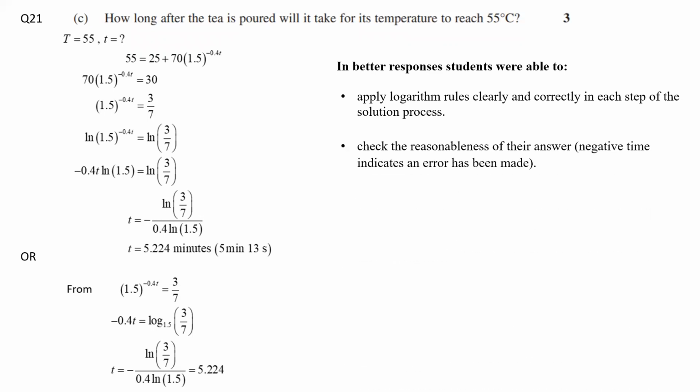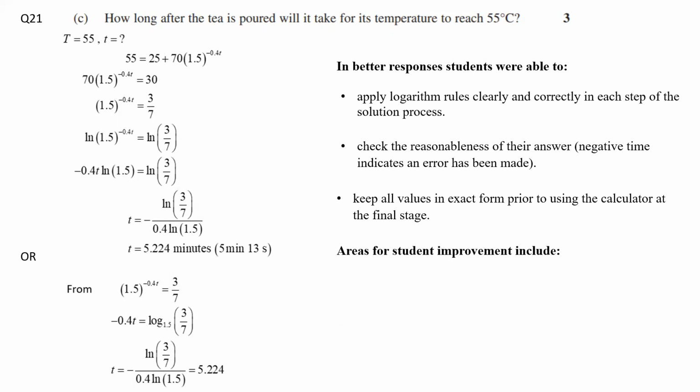The other thing that my markers found was a good thing with the better students: they were able to check the reasonableness of their answer. Those students that got a negative time understood that there was a problem, so they went back and checked it, and more often than not they found a problem in some of their algebra. So negative time probably indicates there's a problem earlier on, so go back and check it. Keeping all values in exact form as much as possible helps the final answer in terms of their values.